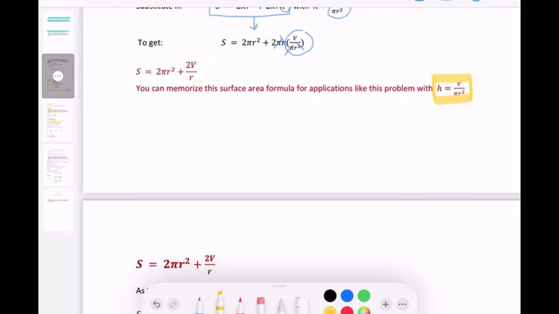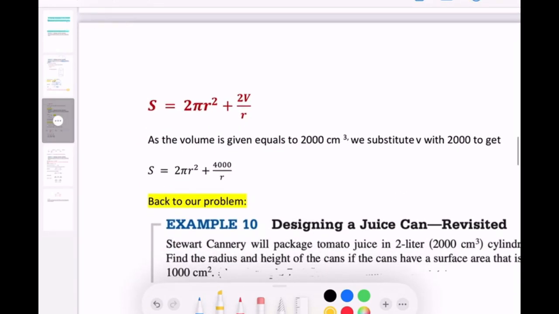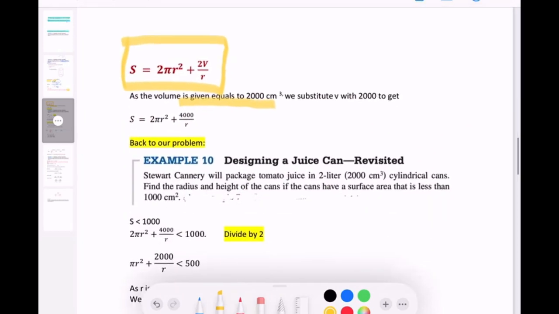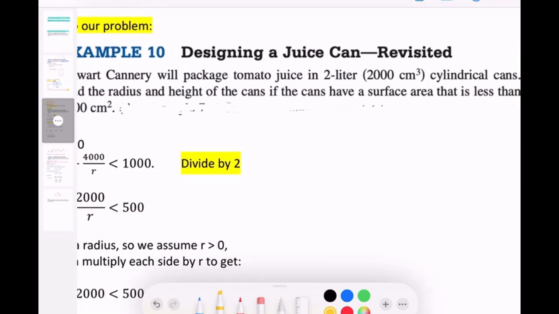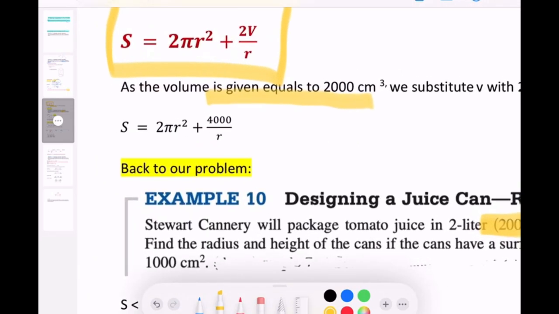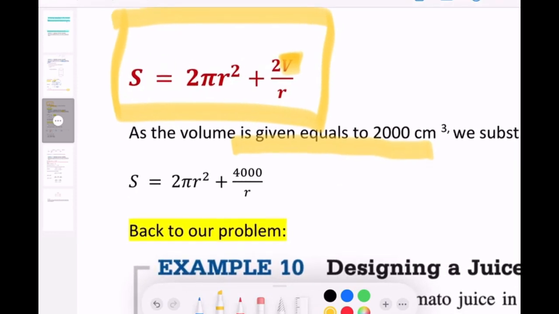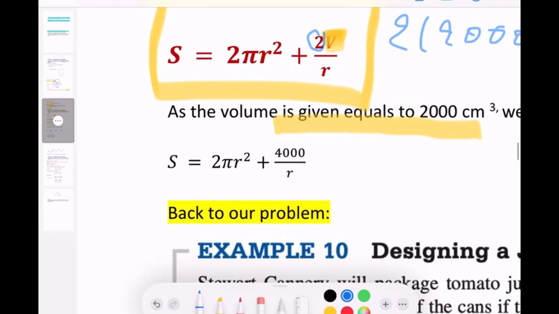Now, let's start our problem. We have the surface area, as we said, and the volume is given equal to 2,000 in the problem. Actually, here is the problem. That's our volume. It's given 2,000. So I'm going to substitute this v, the volume, by 2,000. If I substitute by 2,000, I get 2 times 2,000, which gives me 4,000. So this is what I'm going to use. Okay? Now, back to our problem.